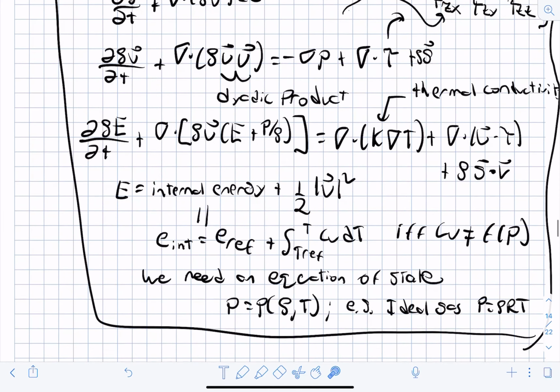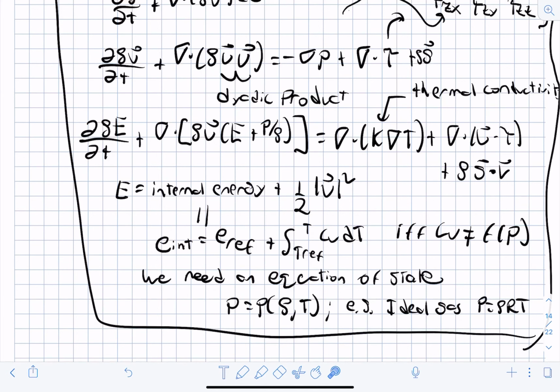Okay, and then recall that the internal energy, I'll call this E because I don't have anything else to call it, is just a reference energy plus the integral of CV dT, if the specific heat is not a function of pressure. And for most of the flows that you deal with as an engineer, that is the case. If you're dealing with high pressure liquid rockets, then that is not the case. But for most other applications, you don't need to worry about that.